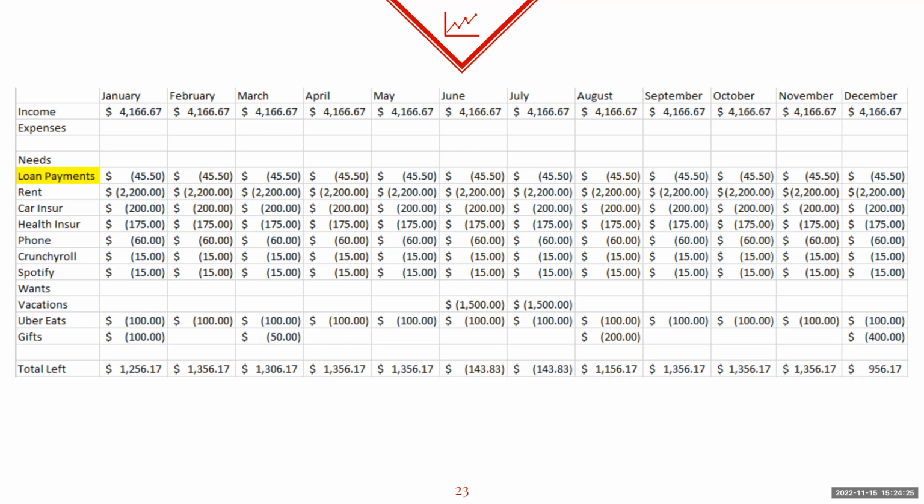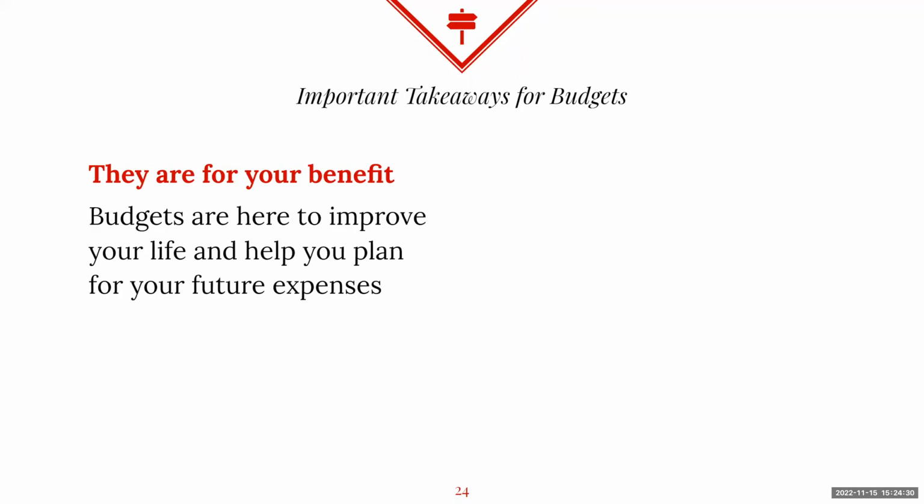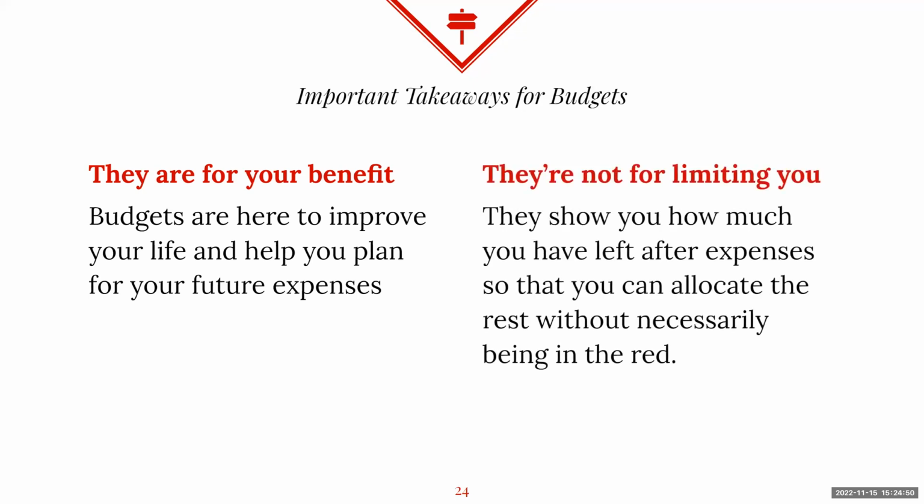Thank you, Professor. And yeah, so this is the completed budget. Some important takeaways for the budget is that they're here for your benefit. They're here to improve your life, help you plan for your future expenses, help you make those decisions that you need information on. And another thing about budgets that people usually have some prejudice against, they're not for limiting you. They show you how much you have left after expenses so that you can allocate the rest without necessarily being in the red.